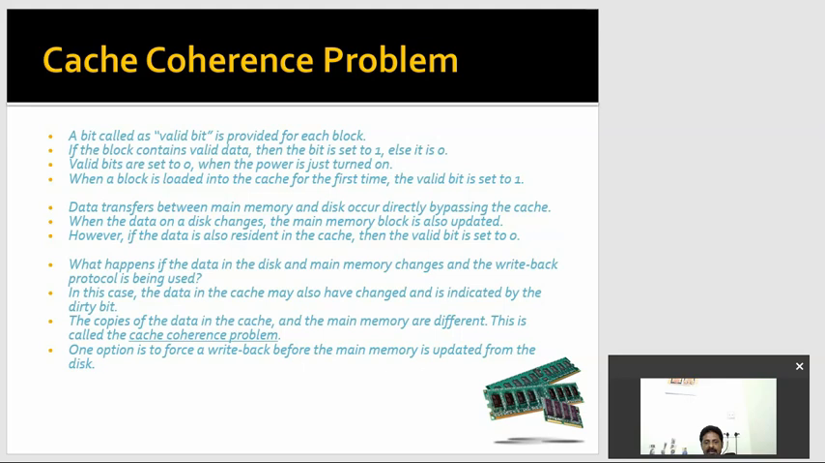What happens if the data in the disk and main memory changes and the write back protocol is being used? In this case, the data in the cache may also have changed, and this is indicated by the dirty bit. The copies of data in the cache and the main memory are different. This is called the cache coherence problem. One option is to force write back before the main memory is updated from the disk.